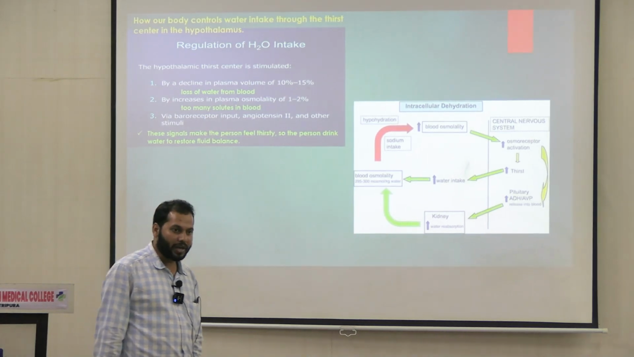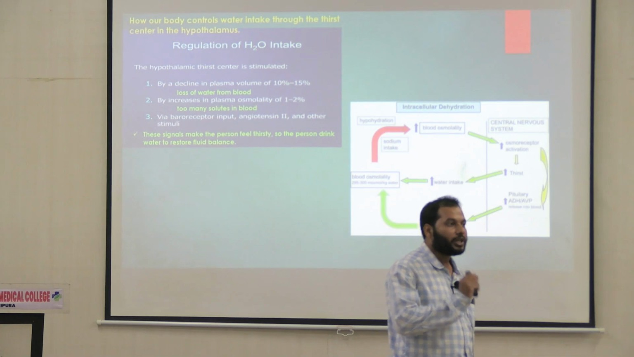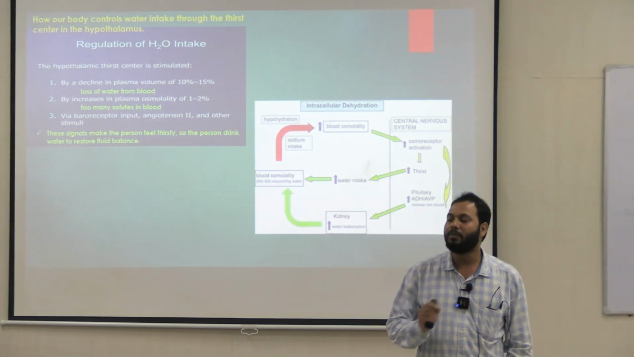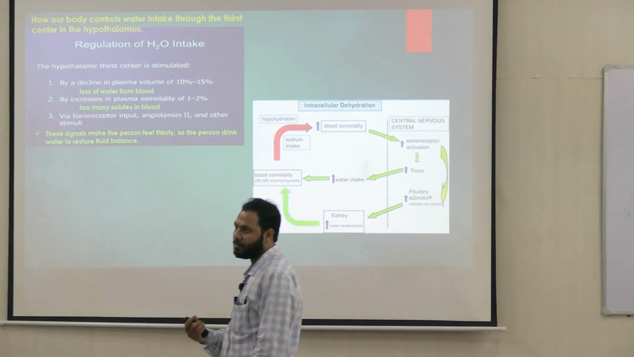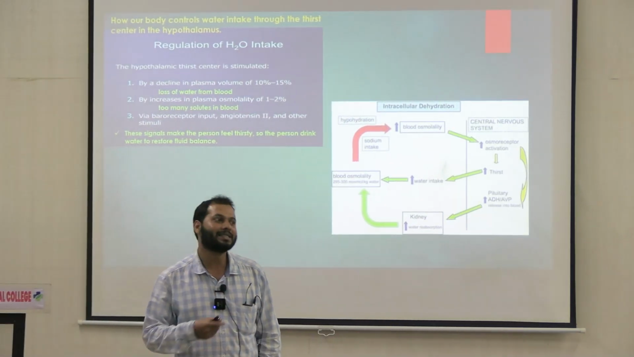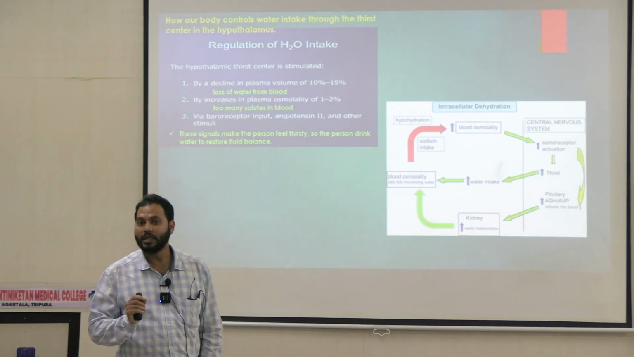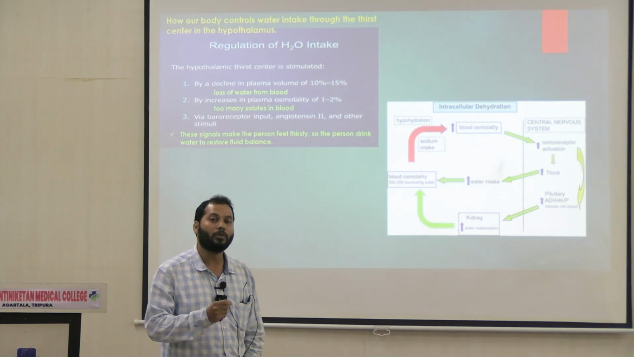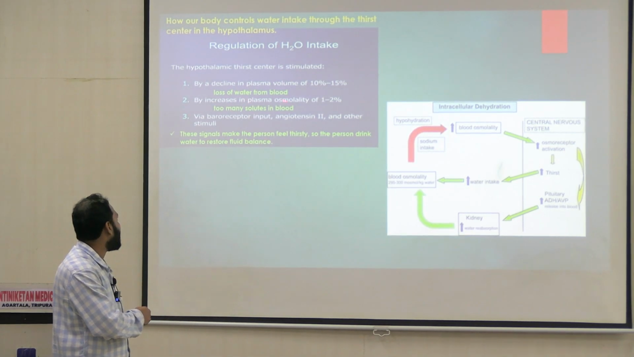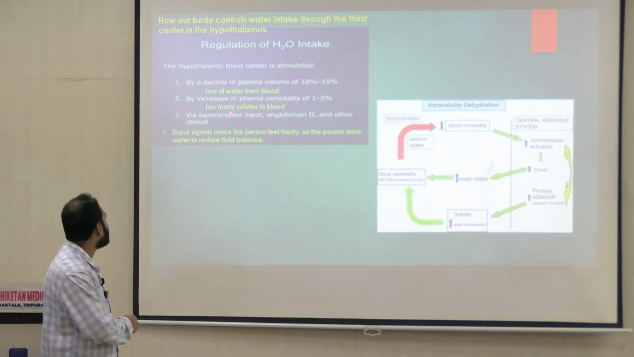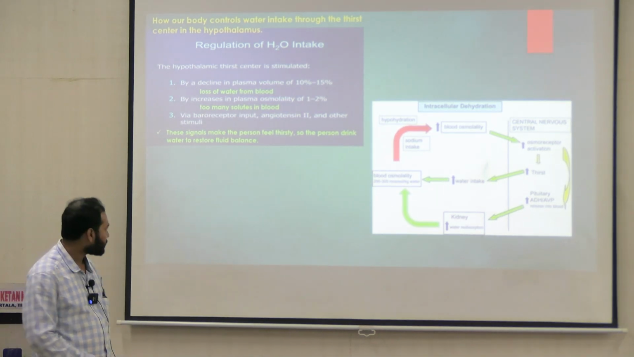Another important part is an increase in plasma osmolarity. Plasma osmolarity means the concentration of particular solutes present in blood plasma, like the concentration of sodium ion or potassium ion, or concentrations of other substances. So the plasma osmolarity is an important point which involves the regulation of water intake. An increase in plasma osmolarity means there are too many solutes in the blood plasma. So this is again another important condition.